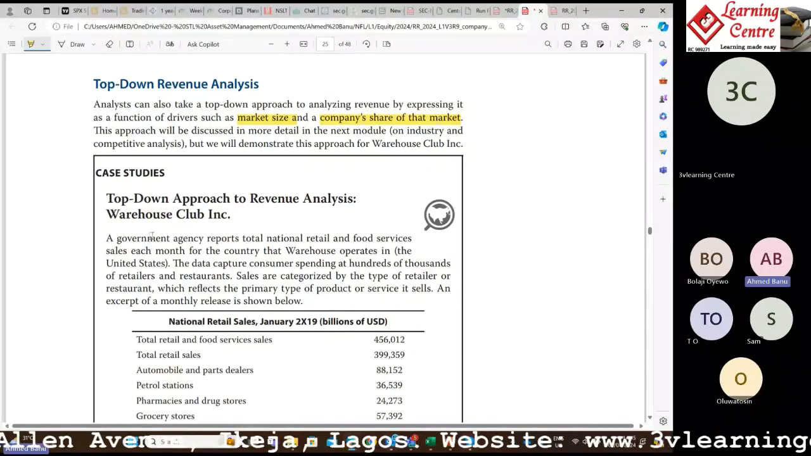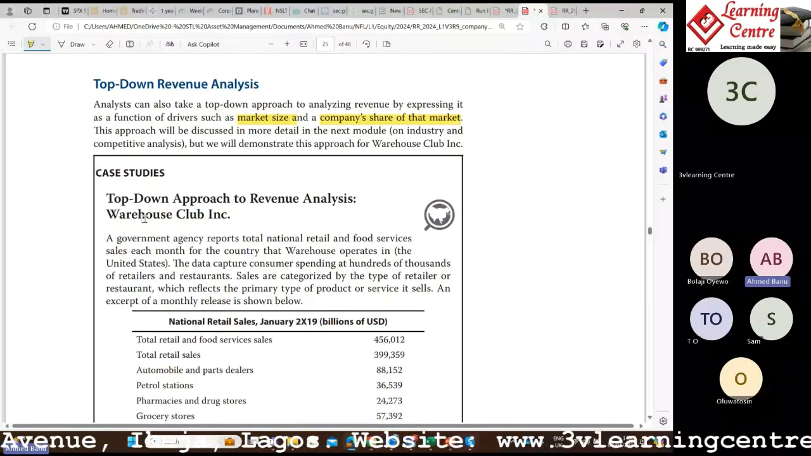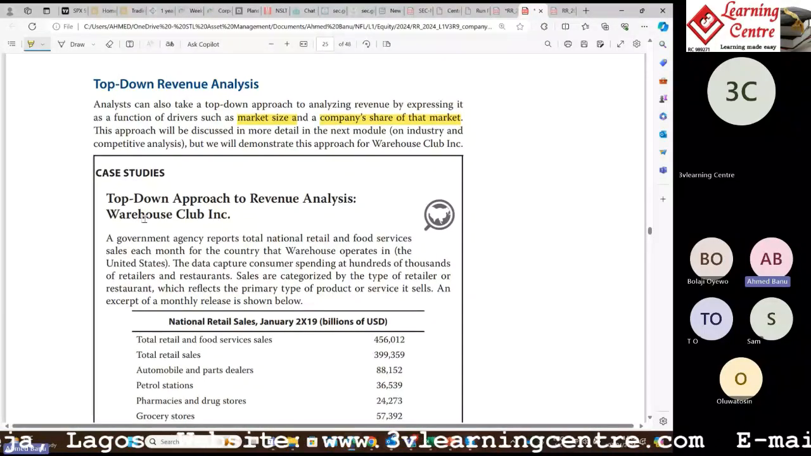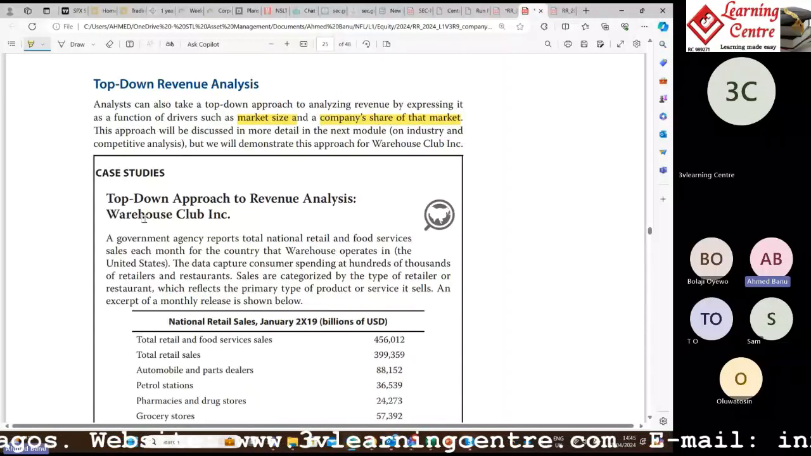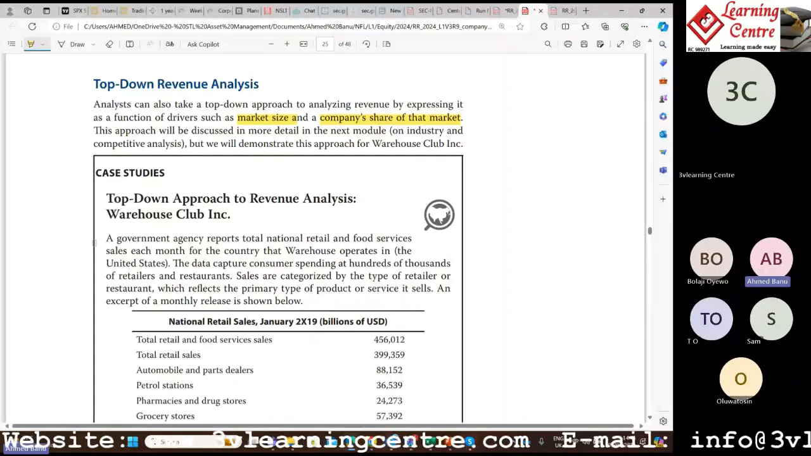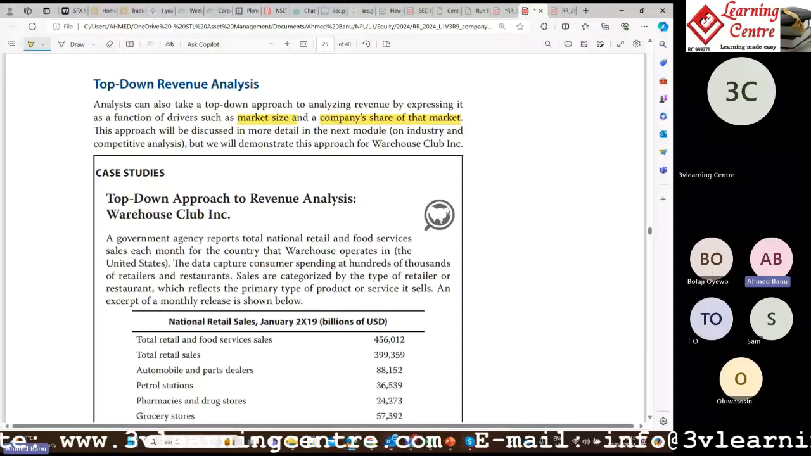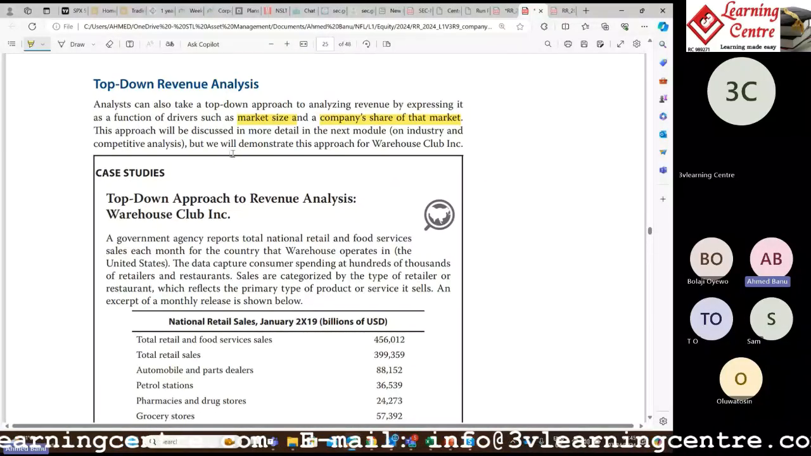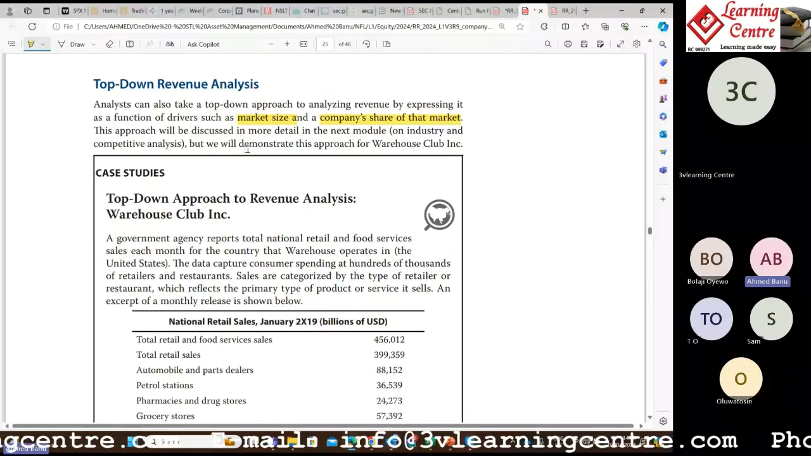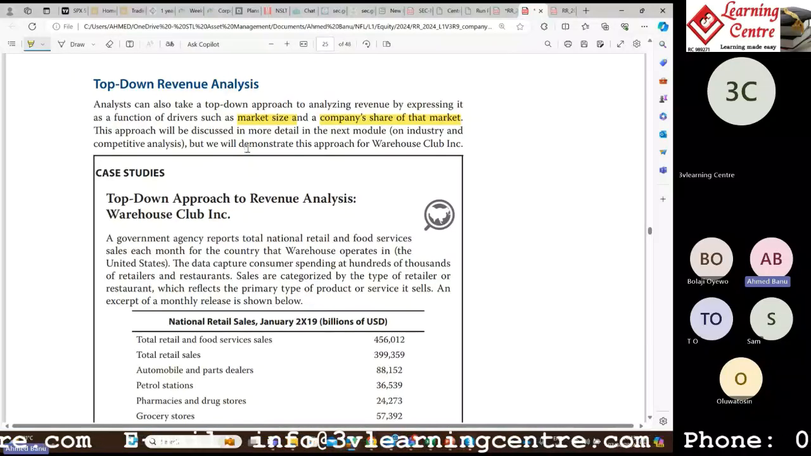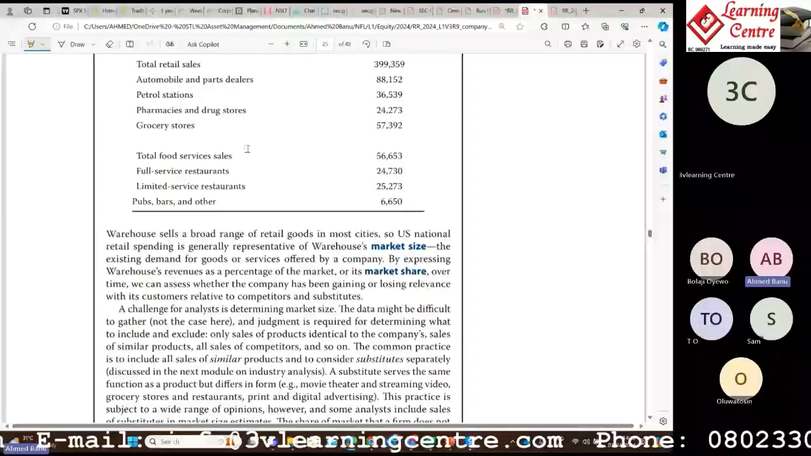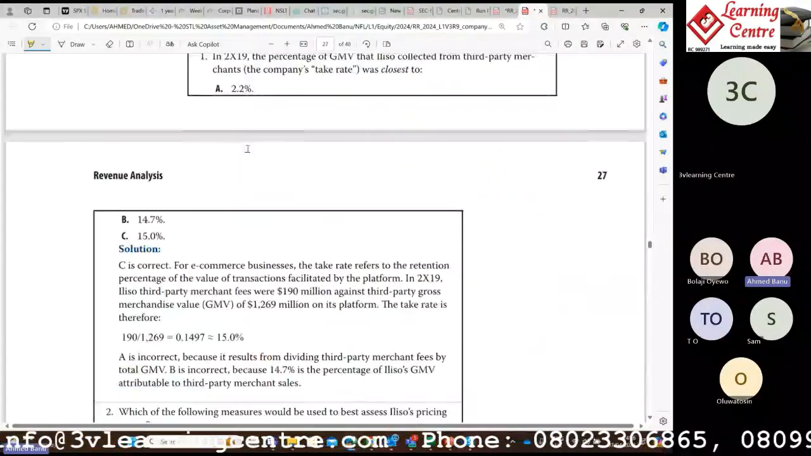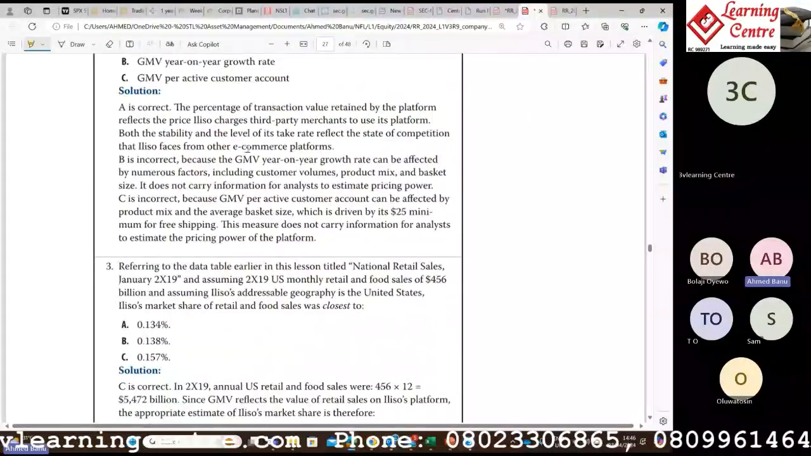Not so much of an interesting way; I prefer the bottom up. When it comes to revenue, I prefer the bottom up, looking at it as volume multiplied by price, rather than looking at it from market share, because market share at times doesn't stay stagnant for a very long time. This approach will be discussed in more detail in the next module, under industry and competitive analysis, because that's where it makes a lot of sense, to be honest. Okay, moving on. Like I said, this reading is not going to take so much of our time.